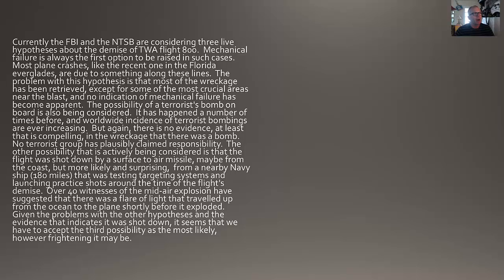Currently, the FBI and the NTSB, that's the National Transportation Safety Board, are considering 3 live hypotheses about the demise of TWA Flight 800. Mechanical failure is always the first option to be raised in such cases. Most plane crashes, like the recent one in the Florida Everglades, are due to something along these lines. The problem with this hypothesis is that most of the wreckage has been retrieved, except for some of the most crucial areas near the blast, and no indication of mechanical failure has become apparent.